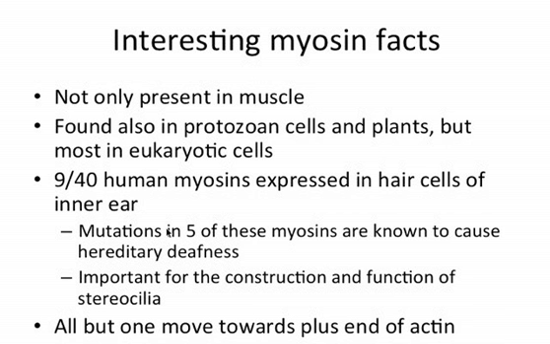So mutations in 5 of these myosins are known to cause hereditary deafness, and the myosins are important for construction and function of stereocilia. All but one move towards the plus end of actin. So remember I said there was directionality of motor proteins. So all but one myosin walk to the plus end of actin.